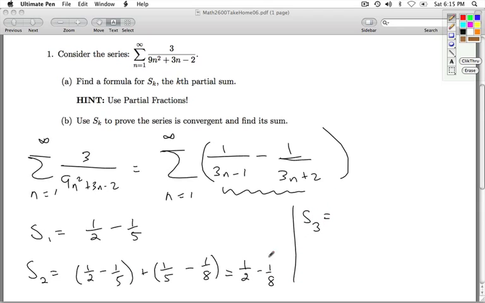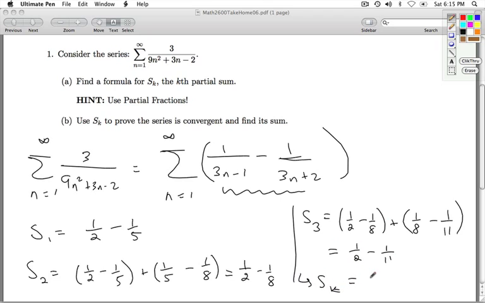To get S3, I'm going to take S2 and add the third term, so that's 1/2 minus 1/8, plus what I get when I substitute 3 in, that's 1/8 minus 1/11. And we see that the 1/8 canceled out, and I get 1/2 minus 1/11. And this is going to go on in this fashion. And so Sk is going to be 1/2 minus 1 over 3k plus 2. All right, so that's part A.